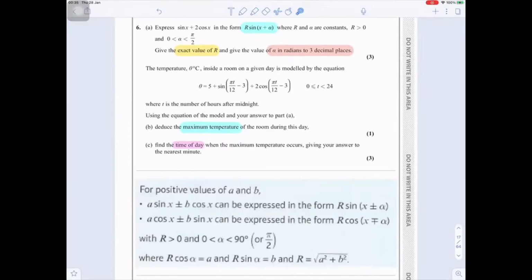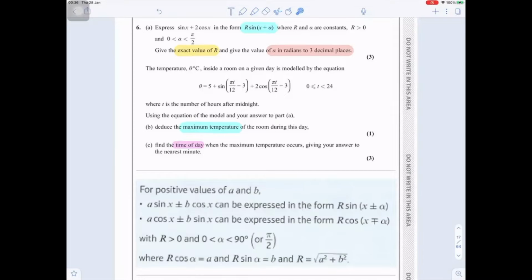Question number 6. Express sine 2x plus 2 cos x in the form r sine of x plus alpha, where r and alpha are constants, r is greater than 0, and 0 is less than alpha less than pi over 2. Give the exact value of r and give the value of alpha in radians to 3 decimal places. The temperature, theta degrees Celsius, inside a room on a given day is modeled by the equation, where t is the number of hours after midnight.